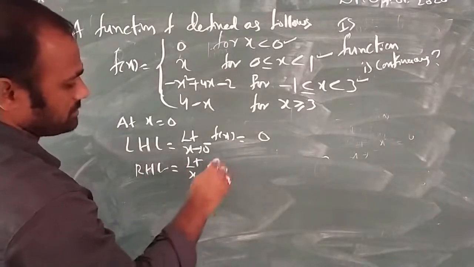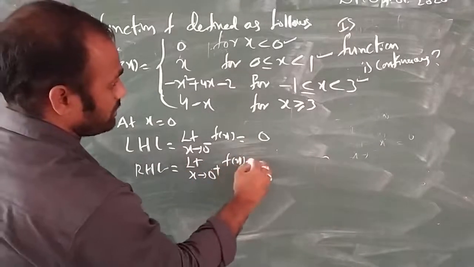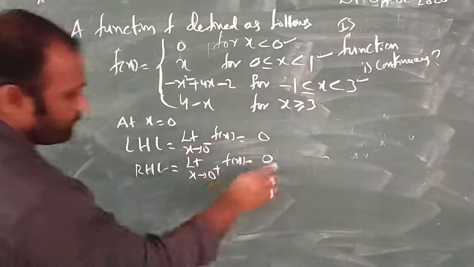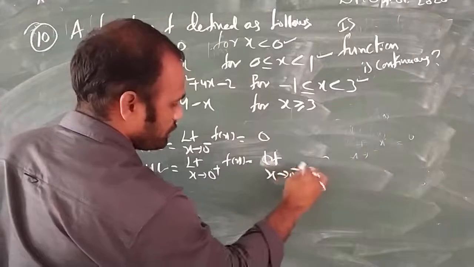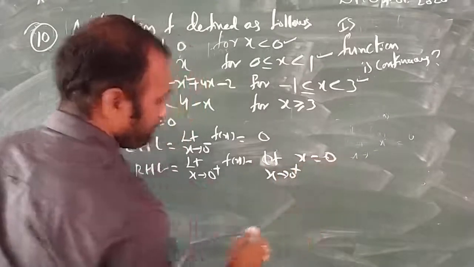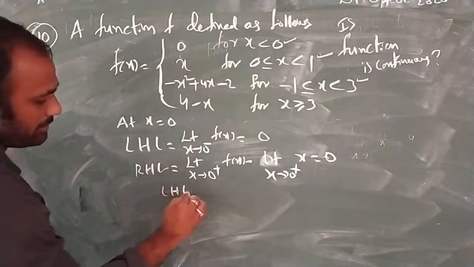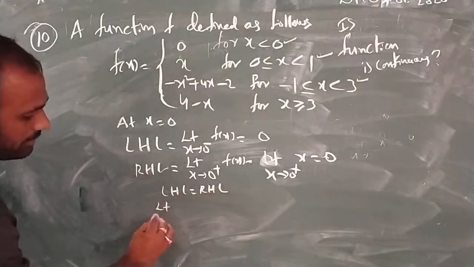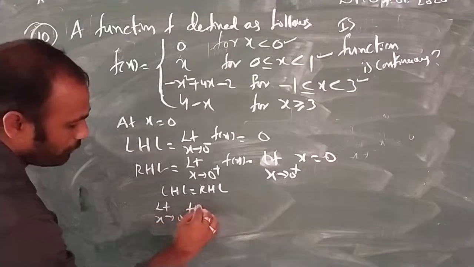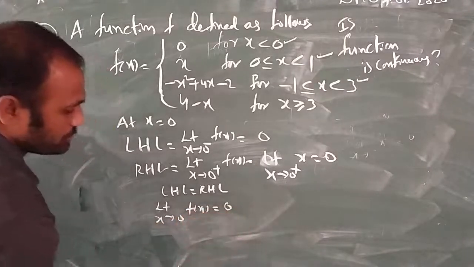So 0 plus f of x. More than 0 it is x, which is 0 if I substitute. So the limit as x tends to 0 plus of x is 0. Here the left hand limit is equal to the right hand limit. We can say that the limit as x tends to 0 of f of x is equal to 0.